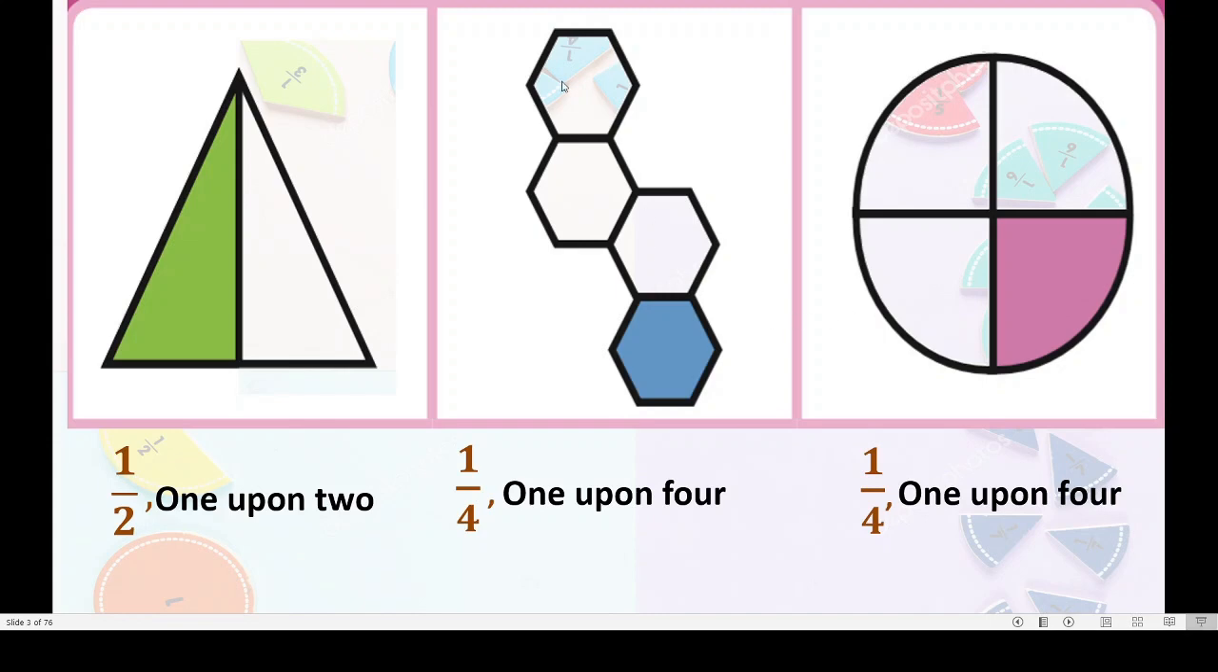Okay, now here you can see 3 parts are not shaded. So we will write the fraction like this. 3/4 means out of 4 parts, 3 parts are not shaded. How to read this? 3/4. Okay.